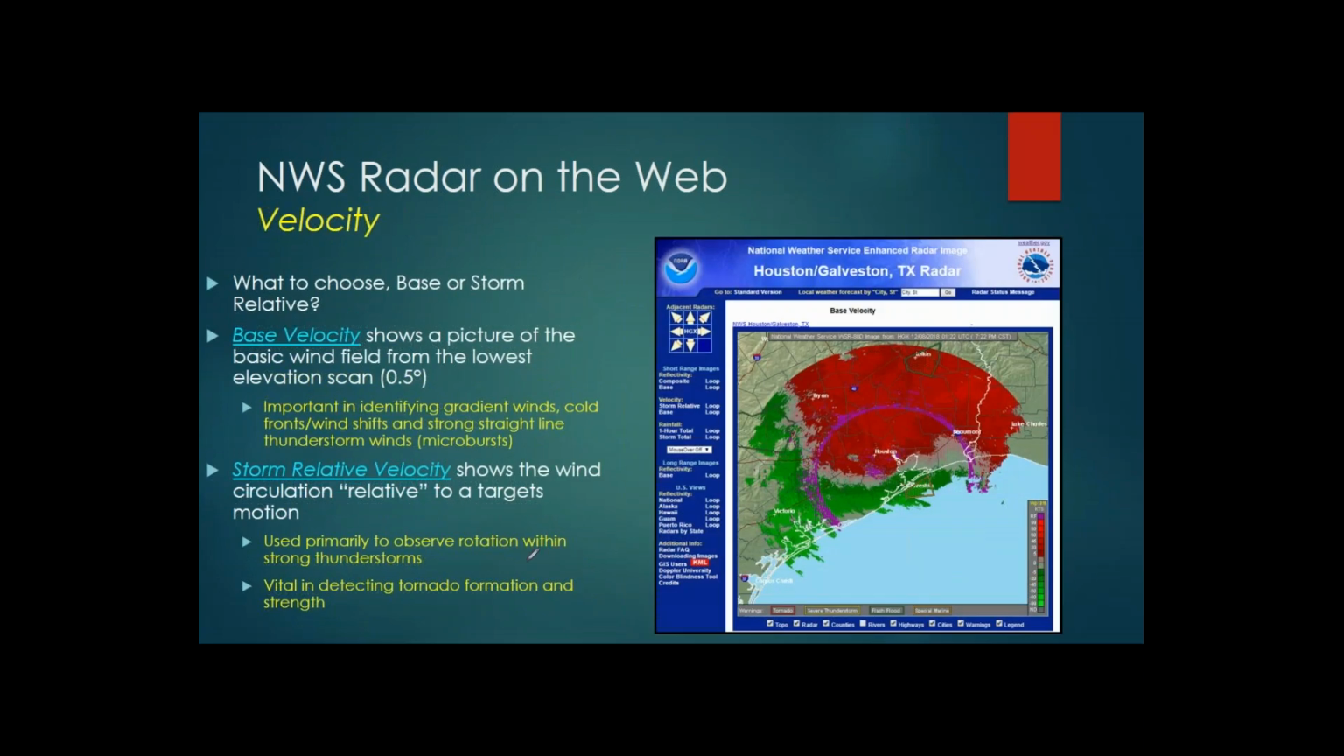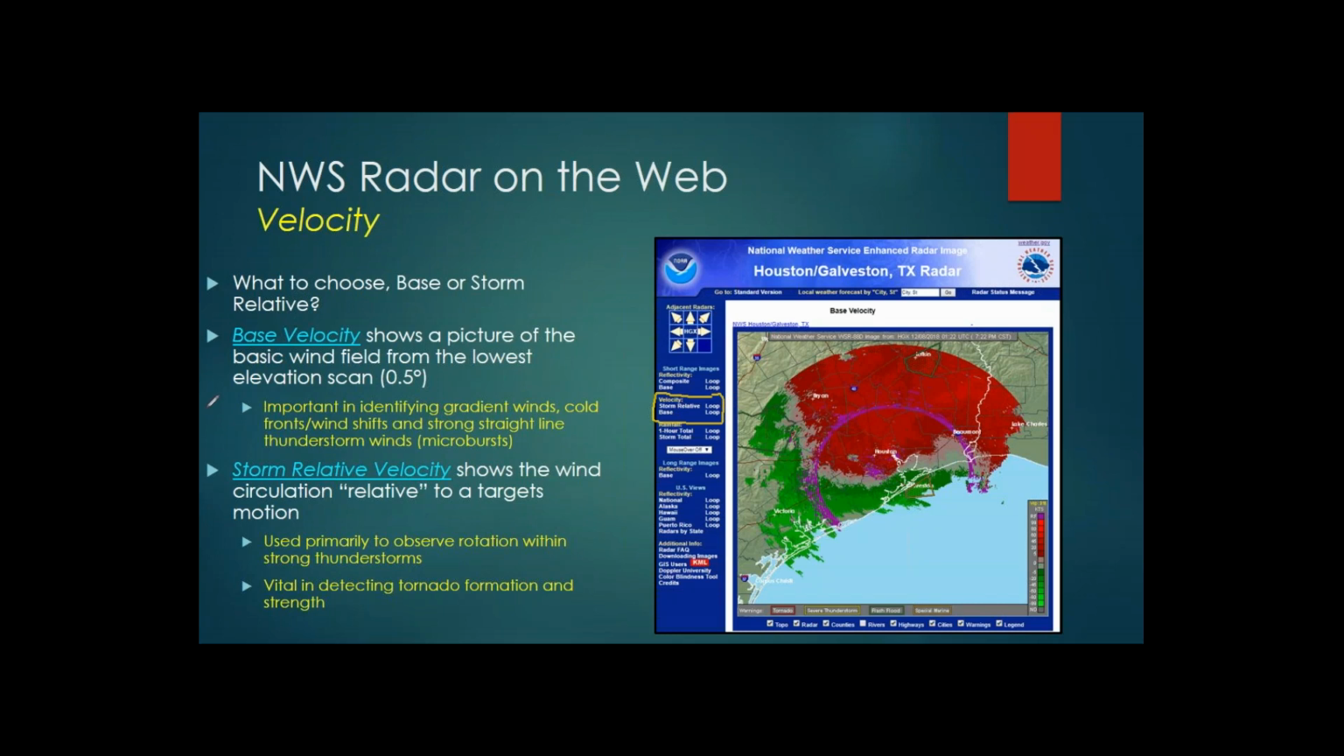When we look at velocity, we're going to move down to this next box here, and on the right I'm going to draw the blocks. I didn't highlight that for you by mistake, but it's under this velocity. And we've got base velocity and storm relative velocity. Two very important things. Now I'm going to talk about those here for just a minute.